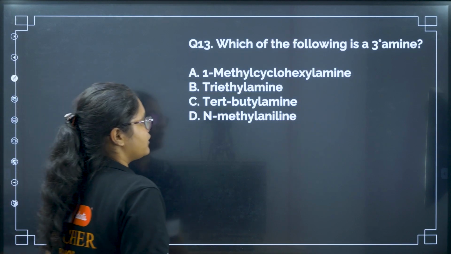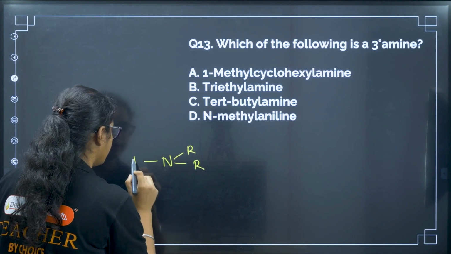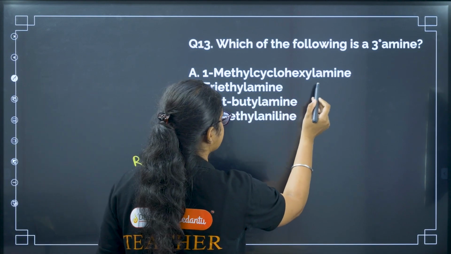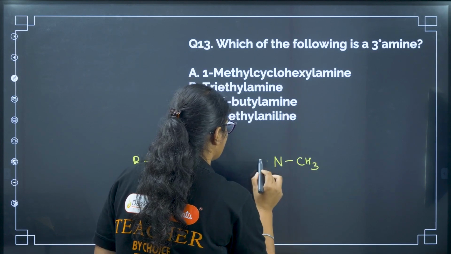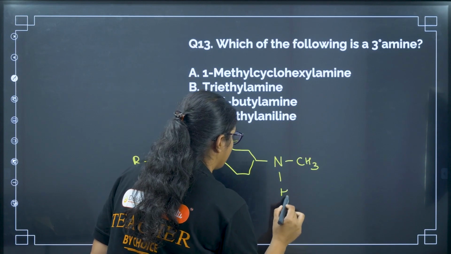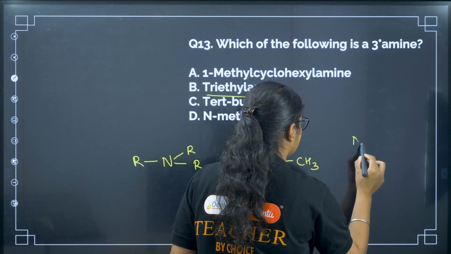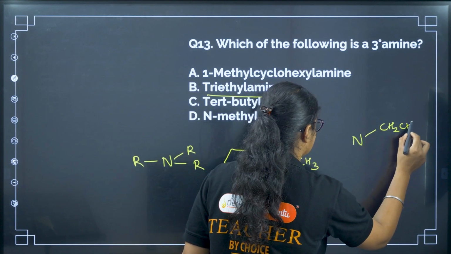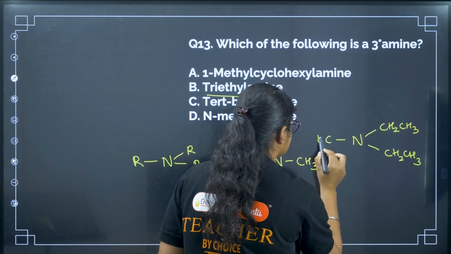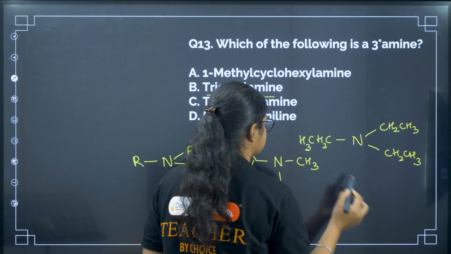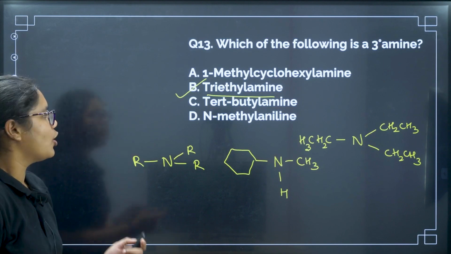Next, which one of the following is a tertiary amine? For a tertiary amine, we should have N with 3 R groups. Now 1-methyl cyclohexylamine has a methyl on one side and cyclohexyl and amine on the other, so this is not a tertiary amine. Triethylamine is N with CH2CH3, CH2CH3, and CH2CH3. So triethylamine is a tertiary one. So the correct answer for this question will be option number B.